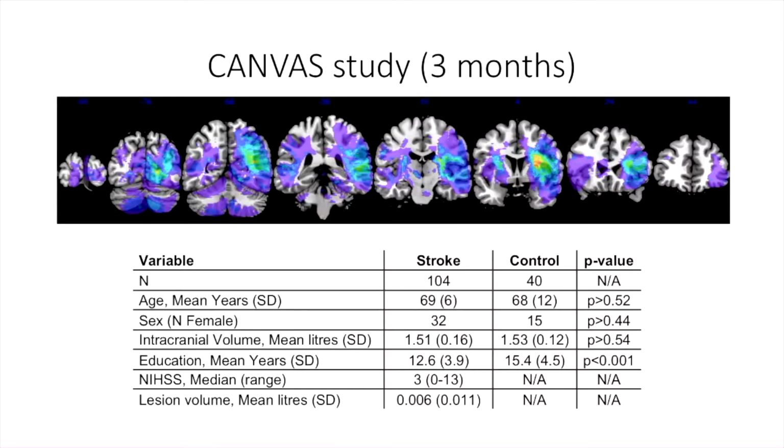We were lucky to have many subjects, 104 stroke patients and 40 controls, matched on age, sex, and intracranial volume. There were differences in education, and we know that, so we control for that usually. The stroke cohort was fairly mild strokes, and the lesion volumes were also pretty small. You'll also notice that there were more right hemispheric strokes than left hemispheric strokes. We also had very good quality imaging data, 60 directions with a b-value of 3000. And that allows us to do a fixel-based analysis as opposed to the traditional diffusion tensor imaging.